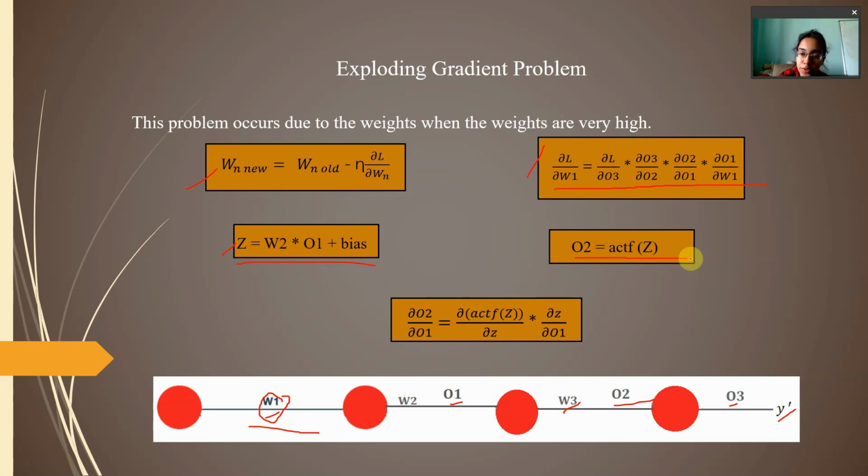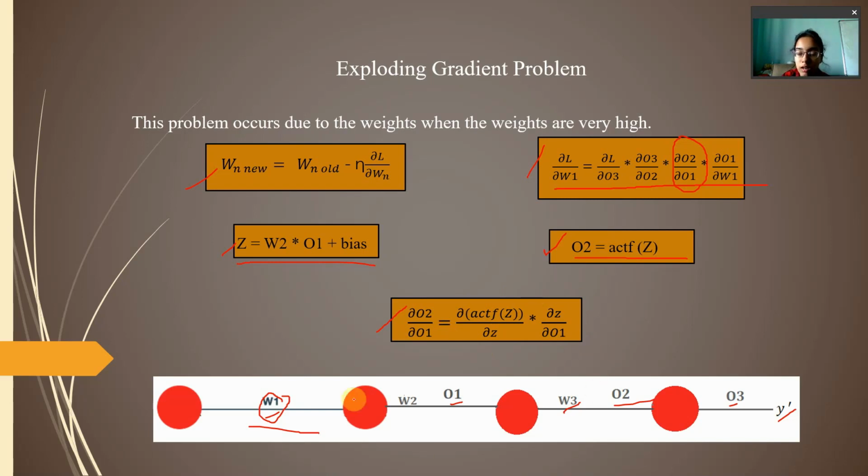Now let us find this term del O2 by del O1. What will be the expression for this term? We can write del O2 by del O1. Since O2 is the activation function of Z, we can substitute it as del of the activation function of Z by del of Z, into del Z by del O1. We are performing the chain rule of differentiation in this case.